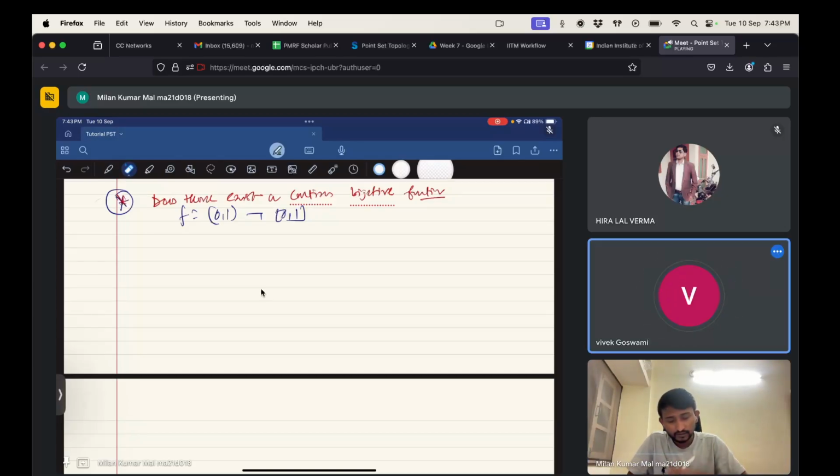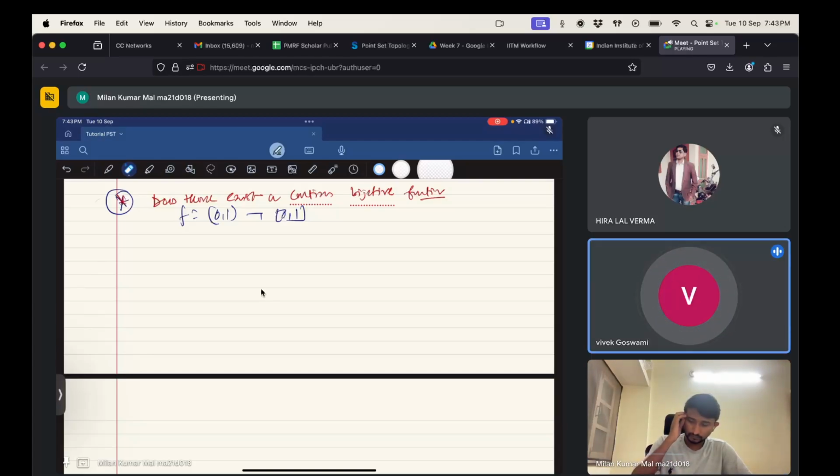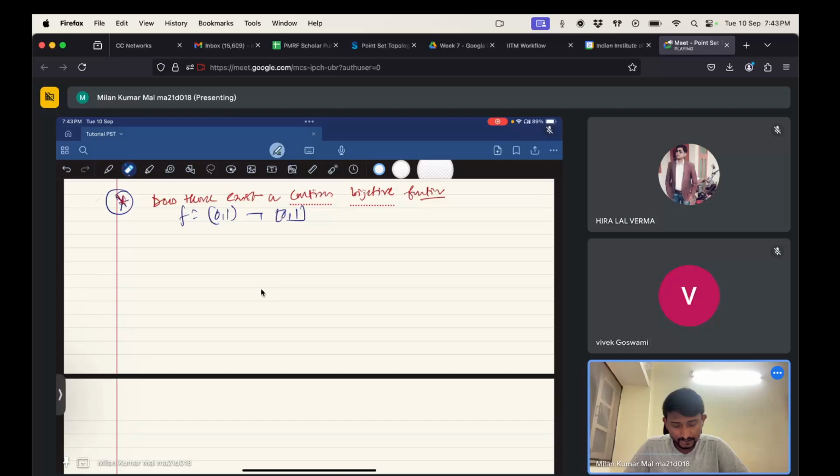So injectivity is the fact. If you remove injectivity, then we can draw. The problem comes in touching the two points, 0 and 1. Does there exist a continuous bijective function from the open interval (0, 1) to the closed interval [0, 1]?